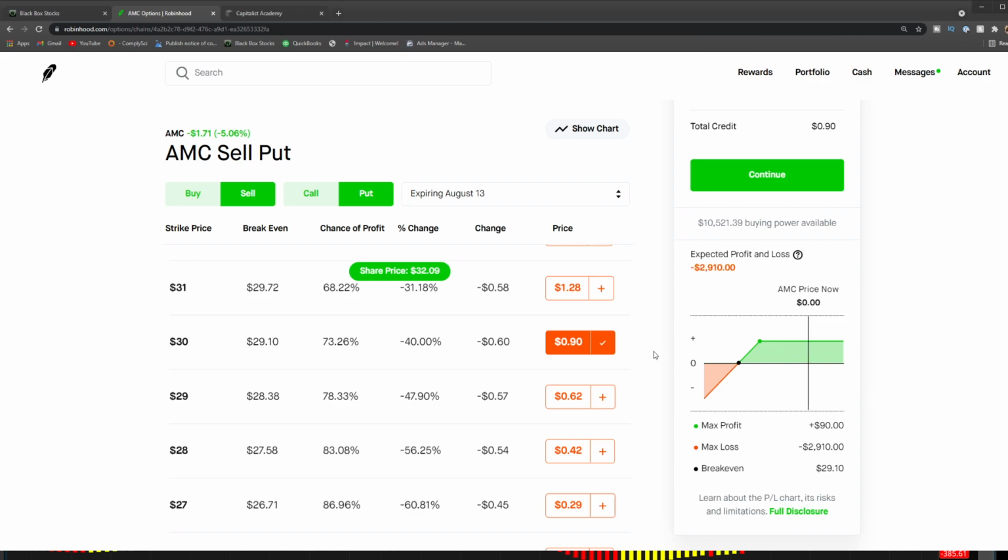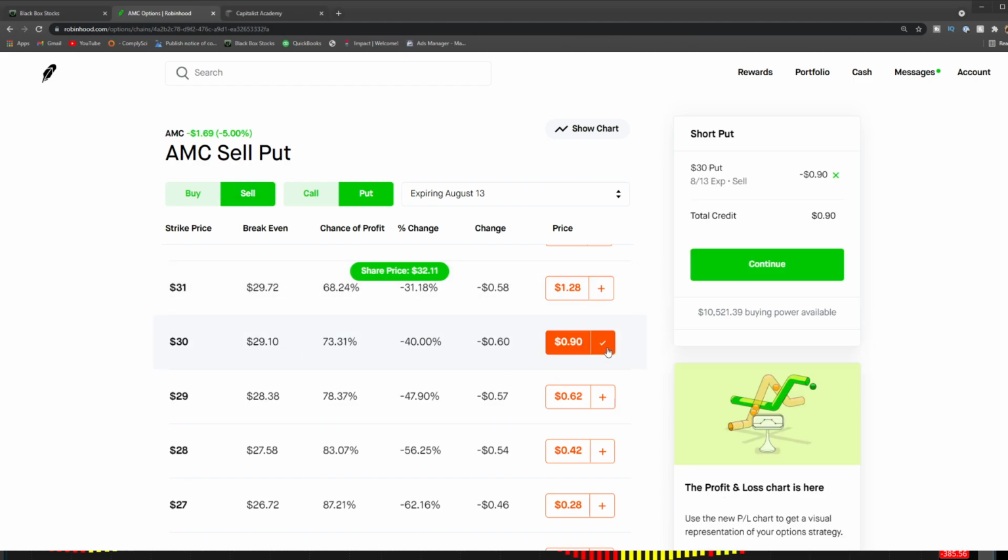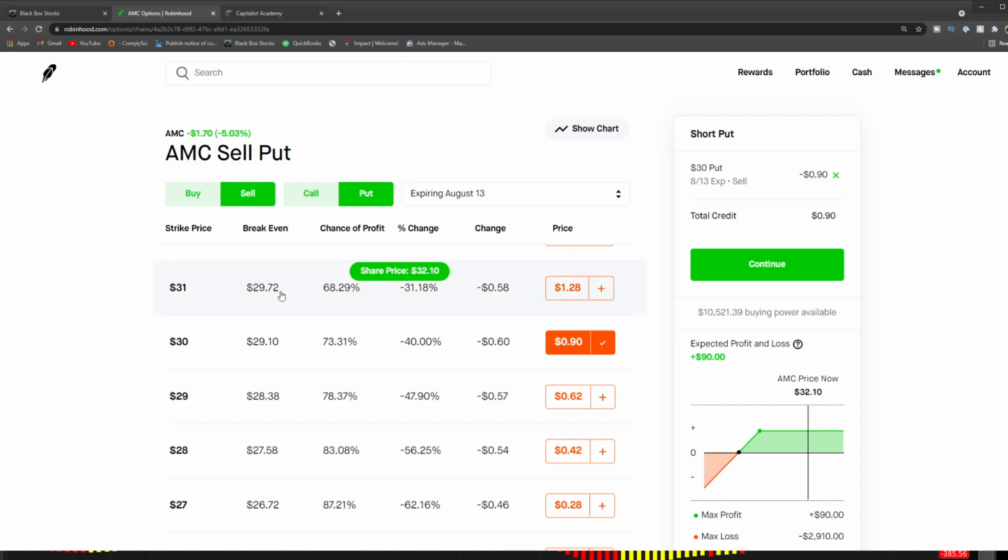So what you're going to want to do for a put credit spread, find a strike price that you believe the stock will not close below. So let's continue with this $30 put on AMC. So we think AMC will not close below $30 come this Friday. So what you're going to do is sell that $30 put, because remember, we're bullish. We don't think AMC will close below 30 bucks.